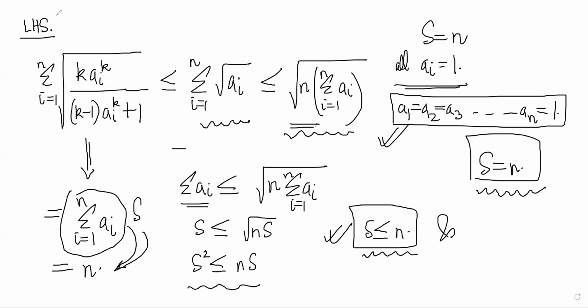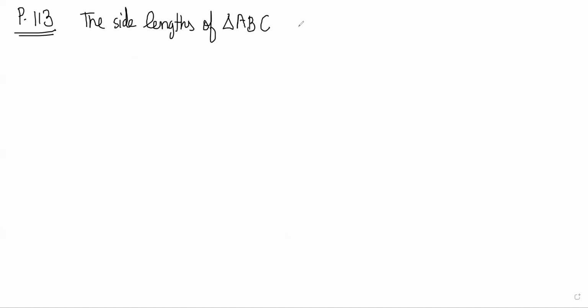Okay, let's look at another problem. This is problem 113. This is also RMO 2023. This says that the side lengths of triangle ABC are positive integers, and the side lengths are denoted by small a, small b, small c.